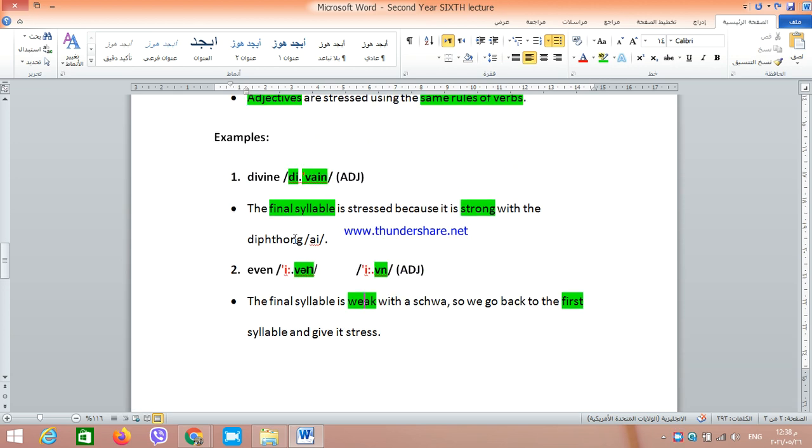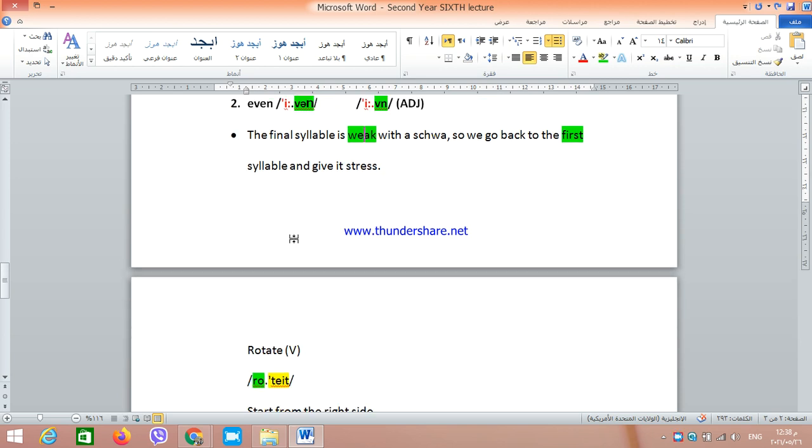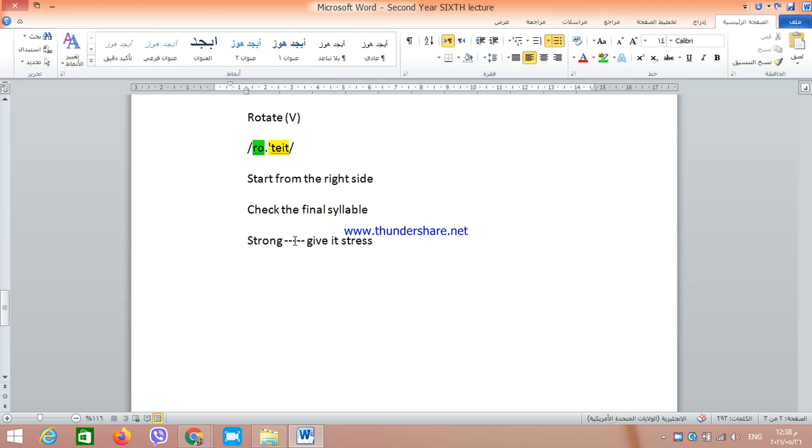These are the rules we use to put stress on two-syllable words. Up to this point, we have talked about adjectives and verbs. Next time, inshallah, we will talk about nouns.